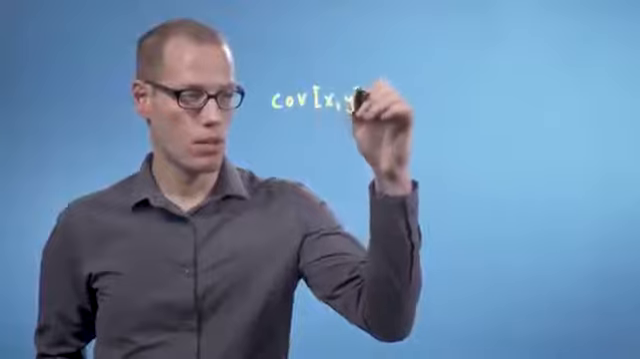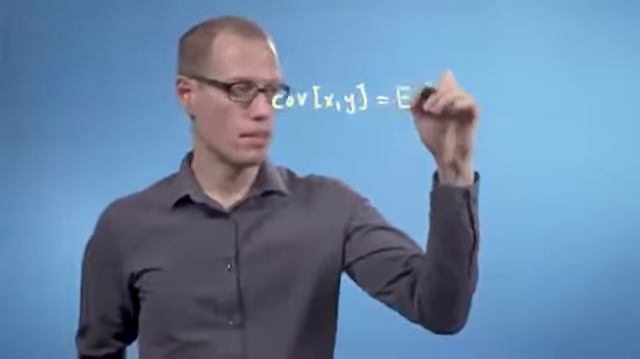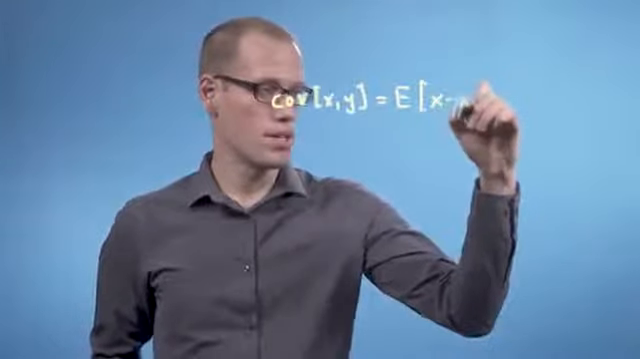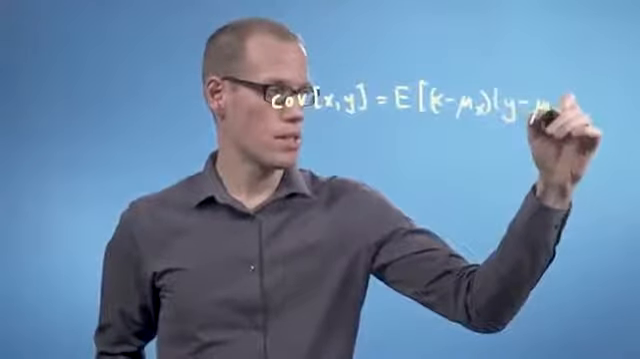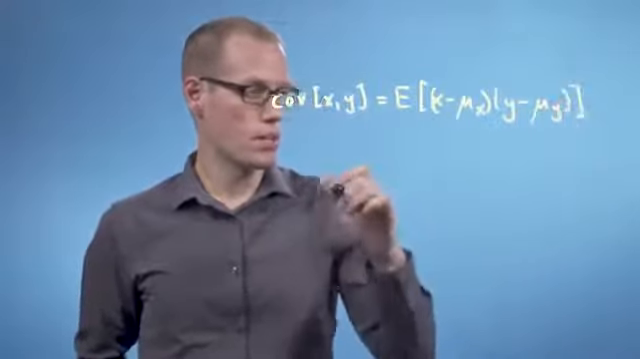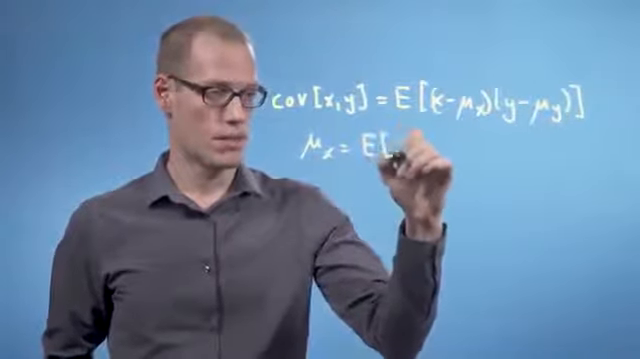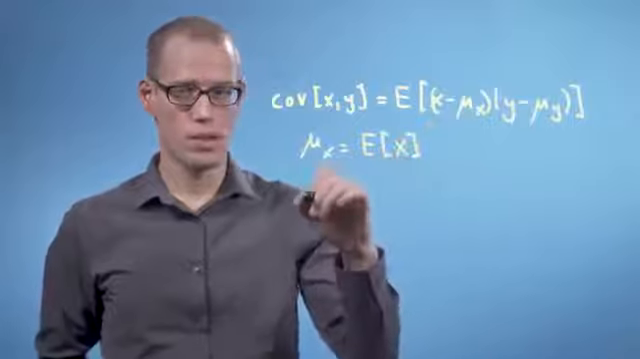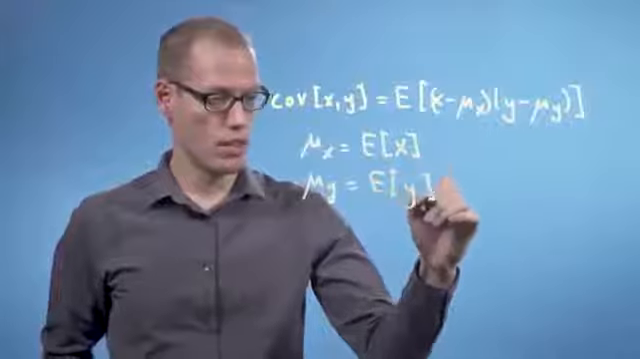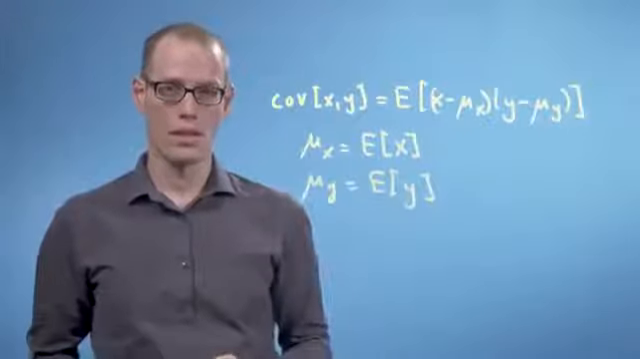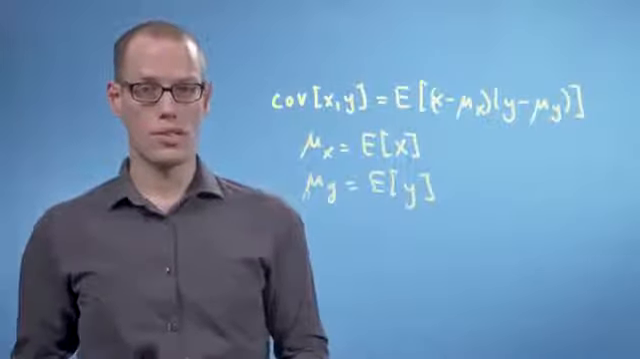So covariance between x and y is defined as the expected value of x minus the mean in the x direction times y minus the mean in the y direction. Just write mu x is the expected value in the x direction and mu y is the expected value of the y coordinates. For the 2D data, we can therefore obtain 4 quantities of interest.